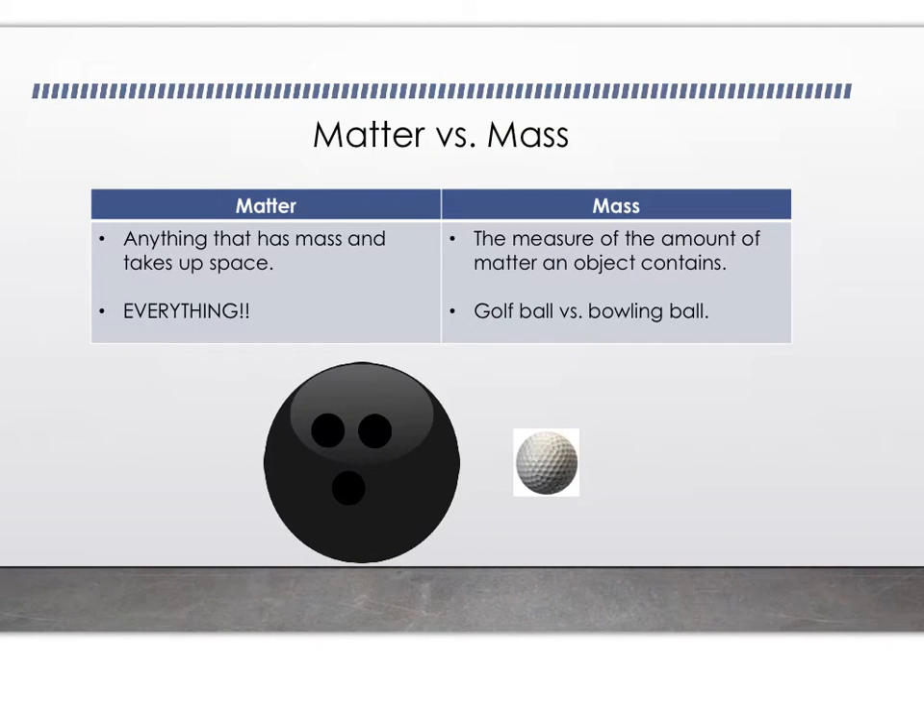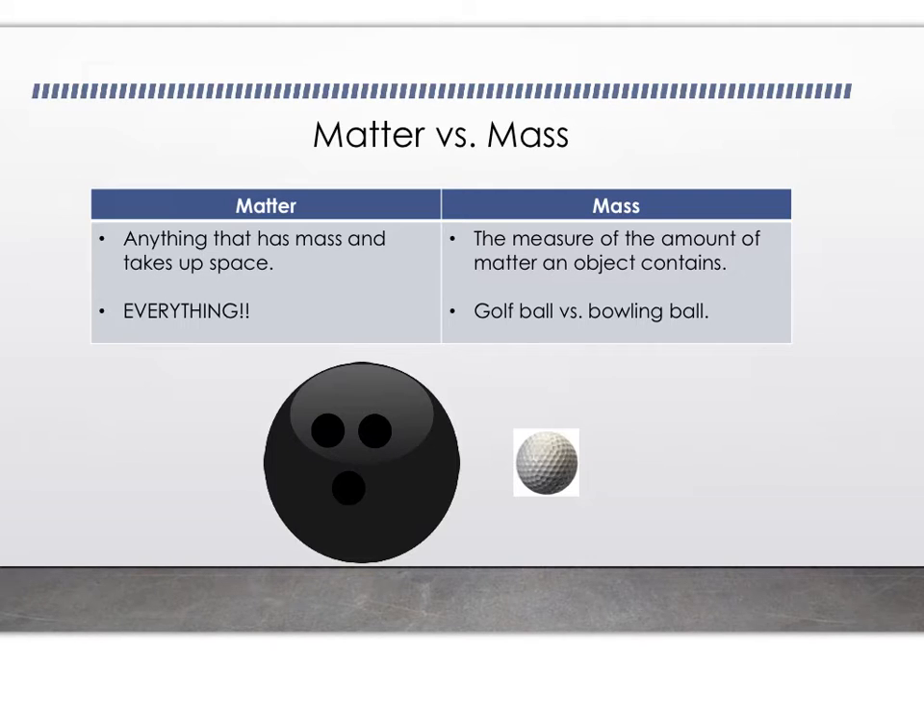Before we can identify and differentiate between the three states of matter, we need to know what matter is. Matter is anything that has mass and takes up space. Anything in this world and in this existence has matter. That is absolutely everything. Mass, however, is the measure of the amount of matter an object contains.